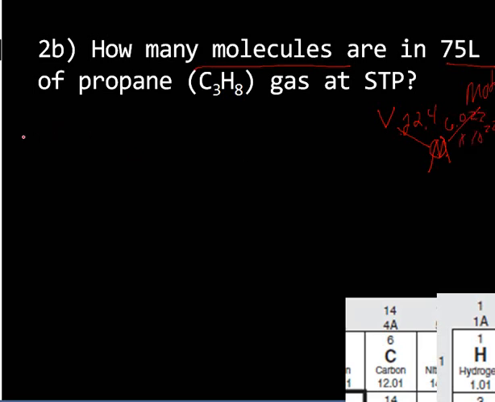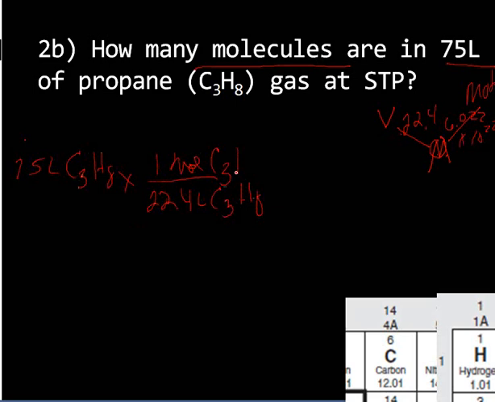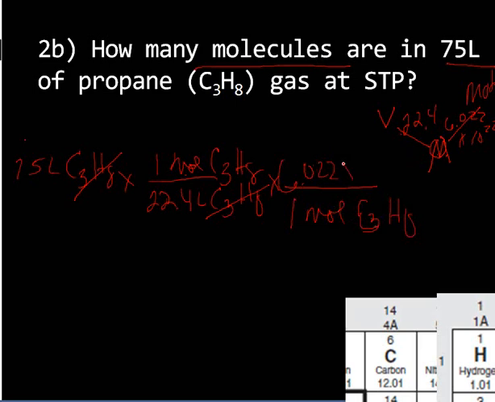Okay, so I start with my given, which is 75 liters of propane. What I know is there are 22.4 liters of any gas, including propane, in 1 mole of propane. Liters of propane will cancel and give me moles, but I want molecules. So what I know is 1 mole of propane is going to give me 6.022 times 10 to the 23rd molecules of propane.